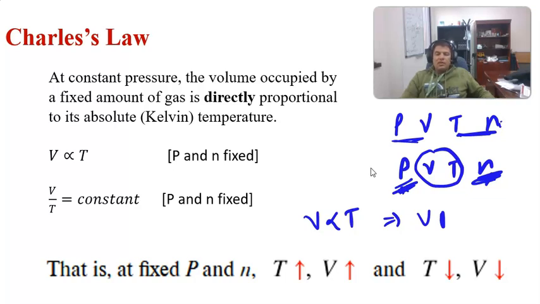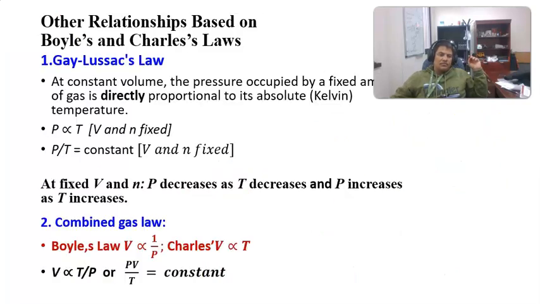Okay, temperature decreases, volume also decreases. So that is Charles' law. But this is only true if pressure and the number of moles are fixed. So Charles' law is a function of pressure, volume, and temperature, where pressure and the number of moles are constant. So there are other laws also.